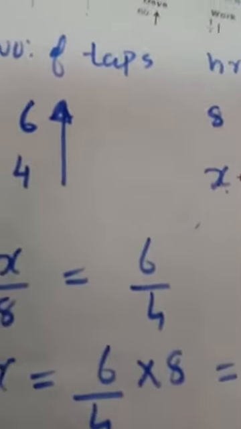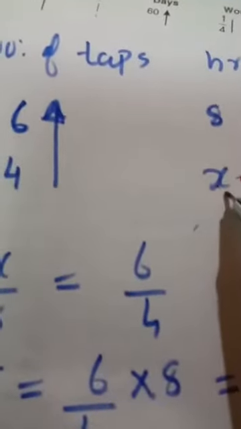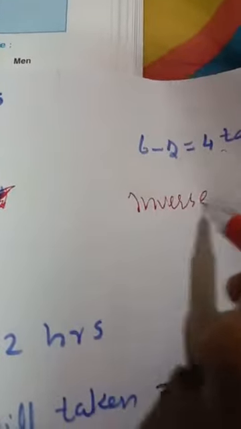So less taps, more time; more taps, less time. Fewer taps take more time to fill. So this is inverse variation.